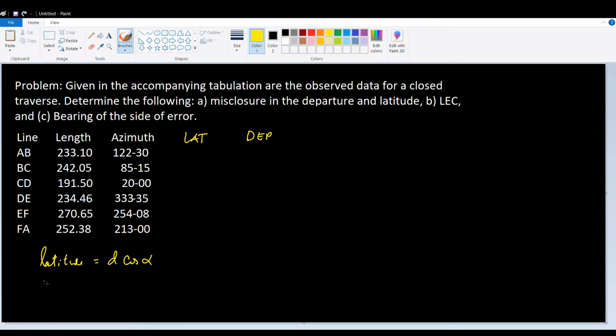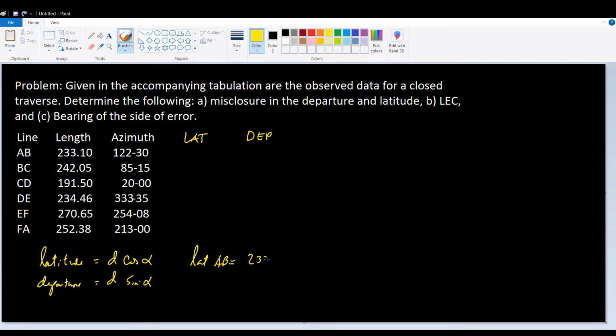And for the departure, it will be the distance or the length of the course times the sine of the angle or the bearing. Since the direction is given in terms of the azimuth, we will have no problem with the signs of the latitudes and the departures. So beginning with line AB, the latitude of line AB will simply be equal to the length of AB times the cosine of the azimuth 122.30. So let us write the value.